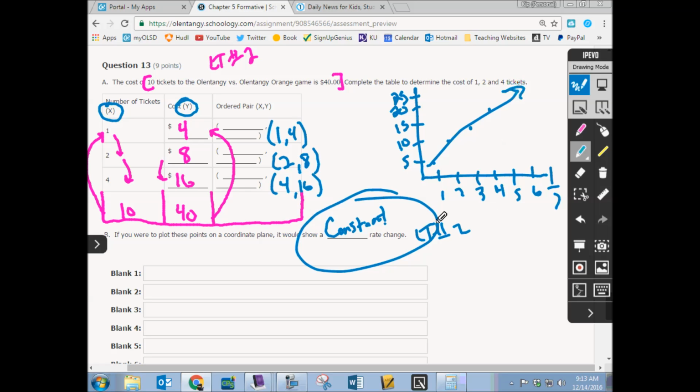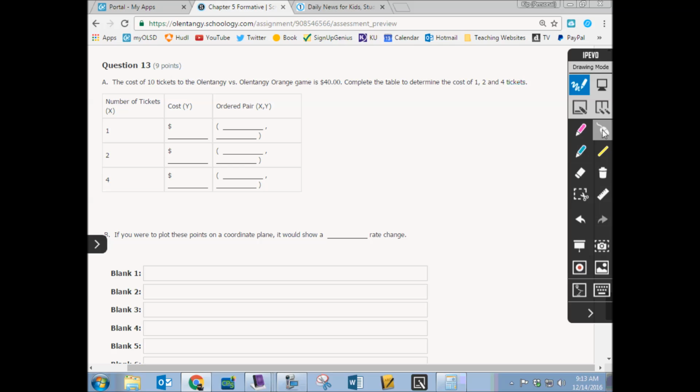Understand that? Write it down because it'll be on the summative and nobody should miss it. If it's a ratio table, it has to be constant. I'm giving you the answer. Figure it out.